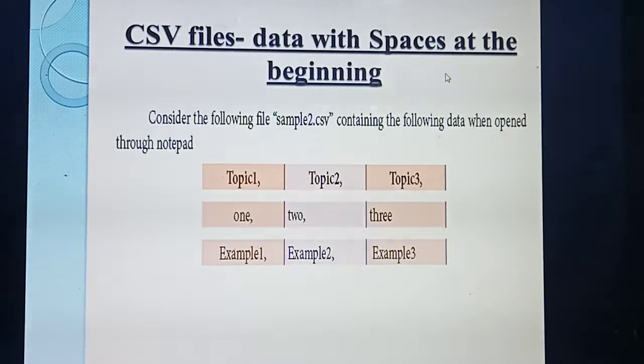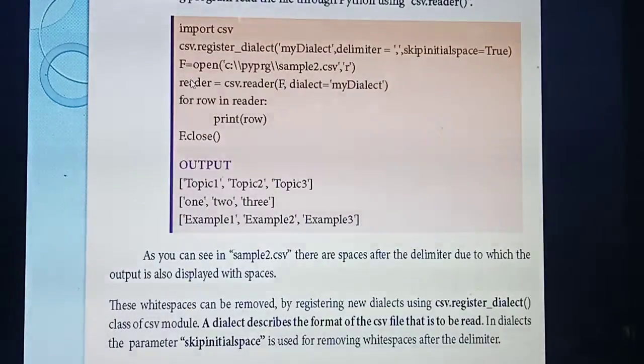Next thing, listen. CSV file data with spaces at the beginning. Next, we are going to write a program to eliminate the space at the beginning. Consider this example. See, here some spaces are there at the beginning, and in between some spaces. But here, the things are starting at the start. You are going to eliminate the spaces at the beginning, and for that you are going to write the program. Understood?